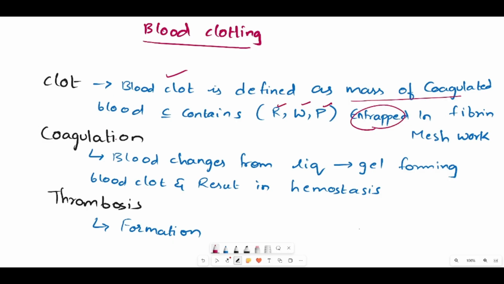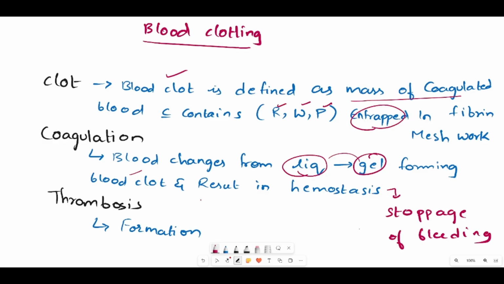The second one is coagulation. Coagulation is simply the blood clotting. Here the blood changes from the liquid state to the gel form. When this formation occurs, it leads to the blood clot. This results in hemostasis. So what is hemostasis here? It is simply the stoppage of bleeding. The next term is thrombosis. Thrombosis is simply the formation of a blood clot. This will also be called the thrombus, which will be circulating in the blood vessels.